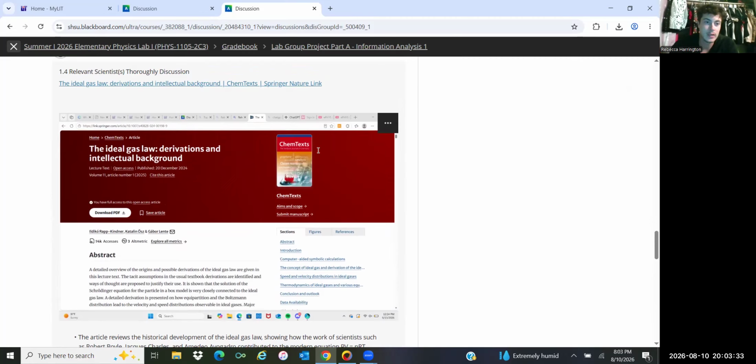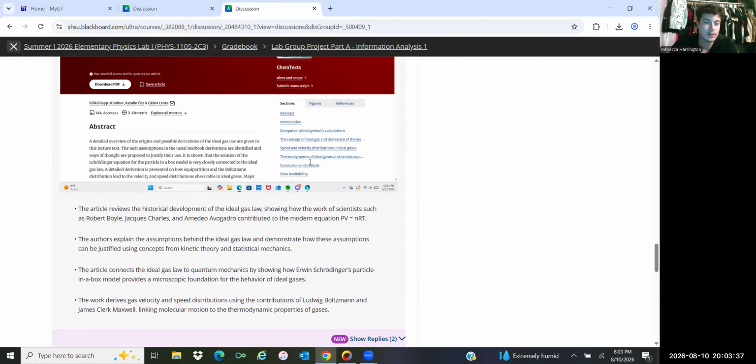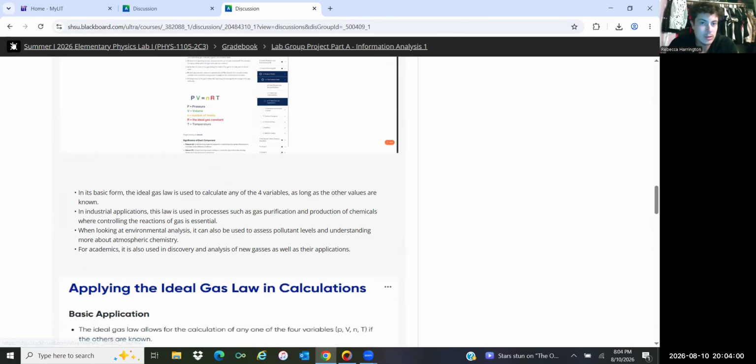I had the relevant scientist part. My article reviews the historical development of the ideal gas law and shows the scientific work of a few scientists like Robert Boyle, Jacques Charles, and Amedeo Avogadro, and their equations. That was fun.